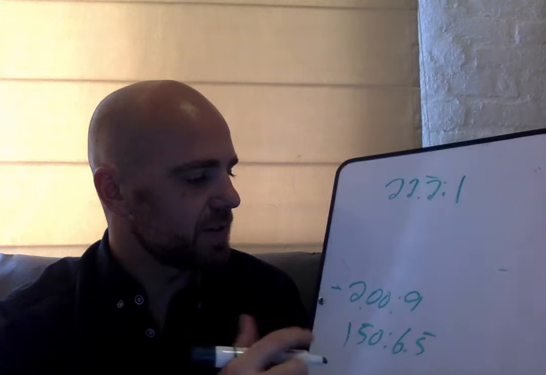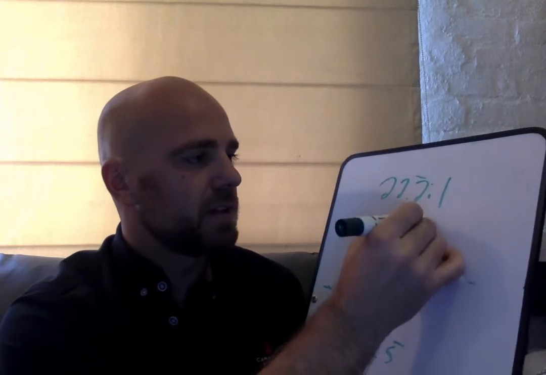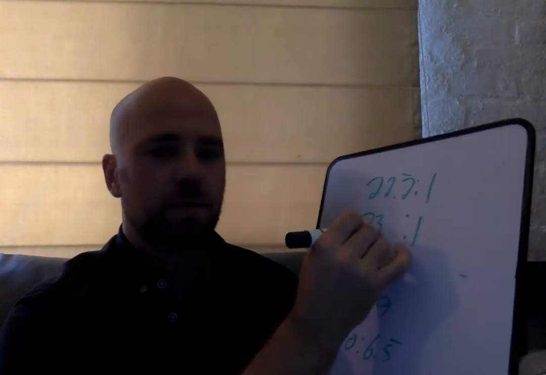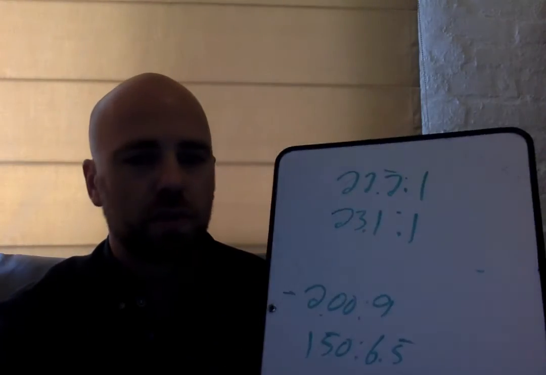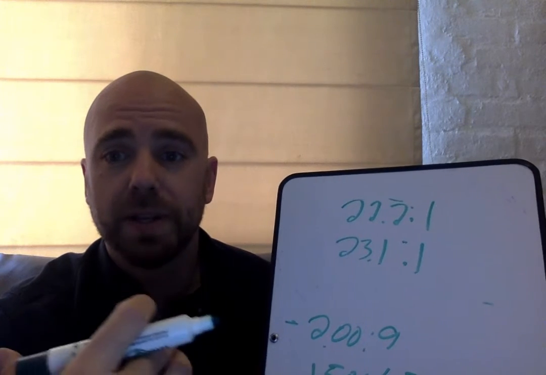Okay, and then for this one, I'm trying to figure it out, so I have to divide both of them by 6.5, and that gives me 1 square meter of grass, and that's going to give me 23.1 grams of seed. So, which one is better?